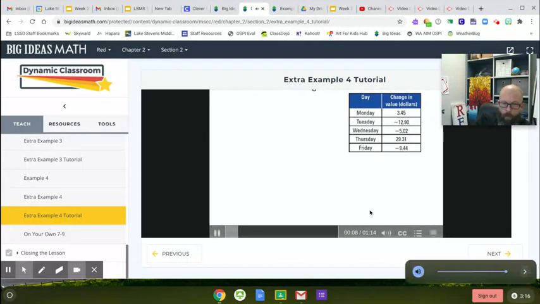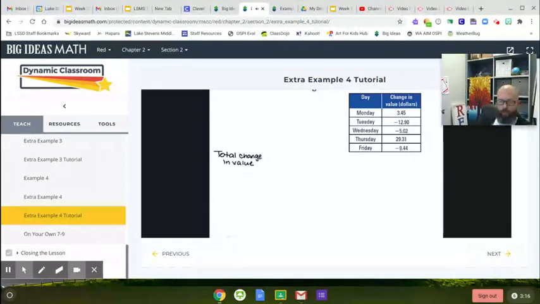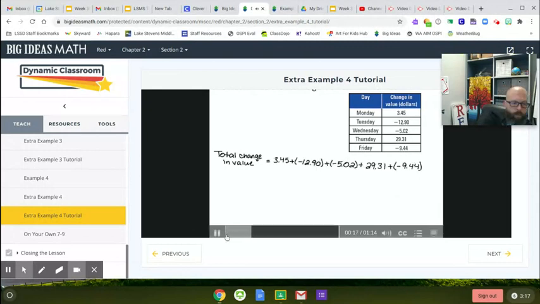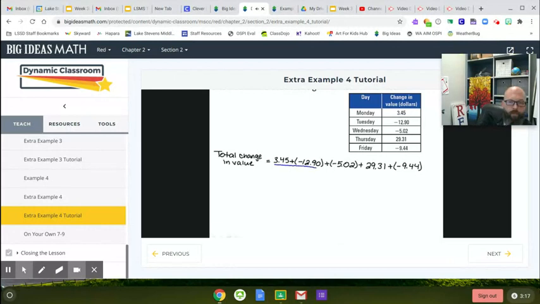First, add 3 45/100ths and negative 12 9/10ths. 3 45/100ths plus negative 12 9/10ths is negative 9 45/100ths. Next, add negative 9 45/100ths and negative 5 200ths. Negative 9 45/100ths plus negative 5 200ths is negative 14 47/100ths.